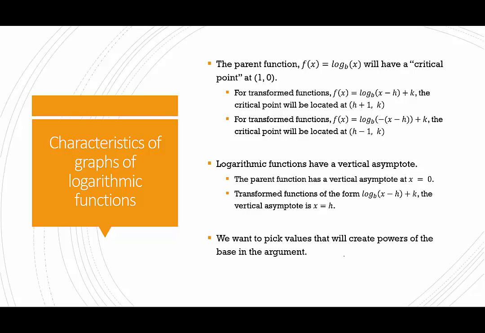Lastly, we want to pick values that will create powers of the base in the argument. What that means is we're looking for our arguments. So we have f(x) = log base b of x. This is the argument here where x is. We want those to be powers of b. The critical point will be the middle of the pack here, and then we want to pick 2 points that are a little bit smaller than that value and 2 points that are a little bit bigger than that value to help us get a full idea of what this logarithmic function will look like in graph form.